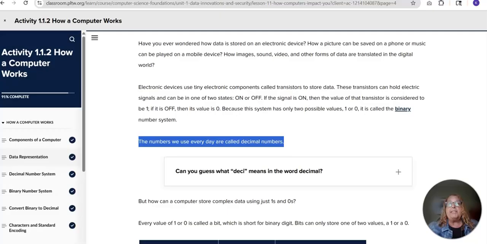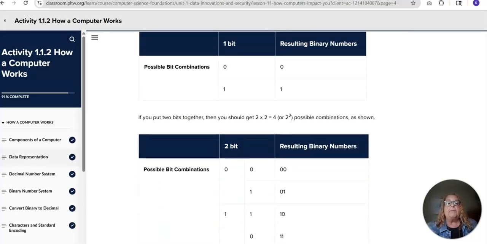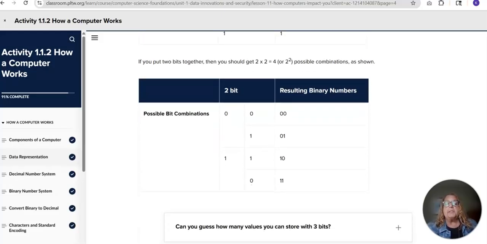When it's binary, it's always either on or off, or in binary code, it has to be a 1 or a 0. So read through this because they do a really good job of explaining if it's off, it's 0. If it's on, it's 1. And then it says if you have 2 bits together, it should be 2 times 2, which equals 4, or 2 squared. So then they show the possible combinations.